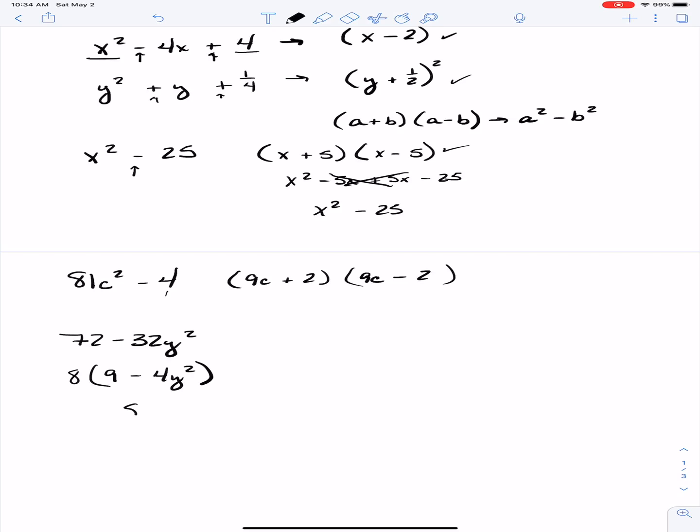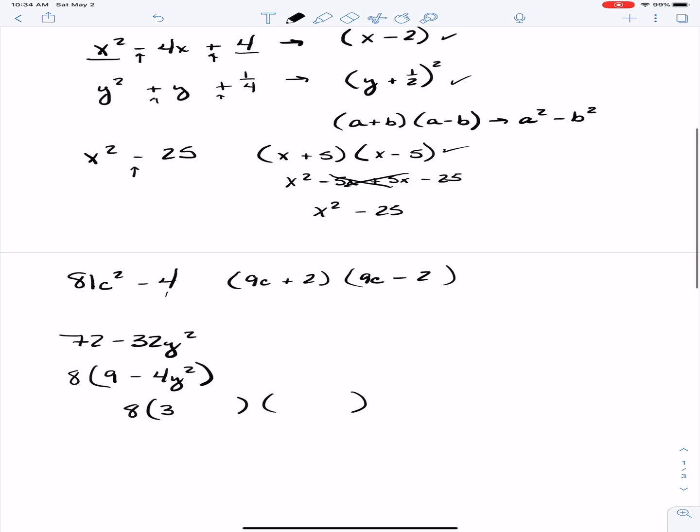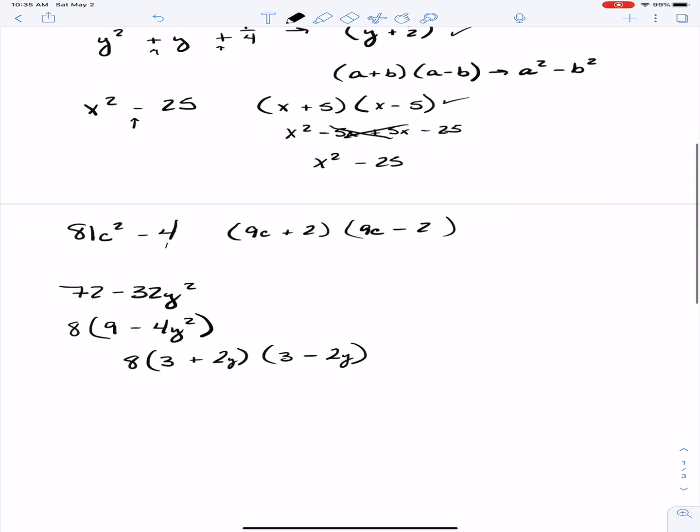Okay, do not throw your 8 away. So we now can break this down. Well, the square root of 9 is 3 plus 3 minus the square root of 4y squared is going to be 2y and 2y. And so we've now factored this. Okay? Let's look at another one.